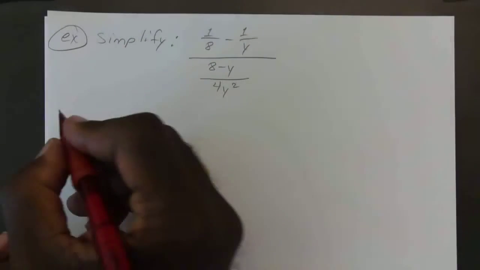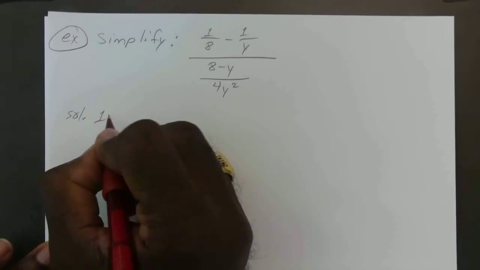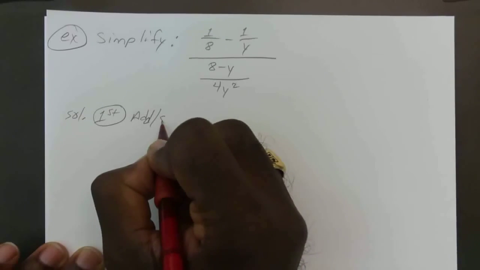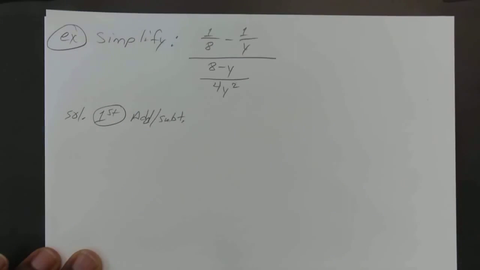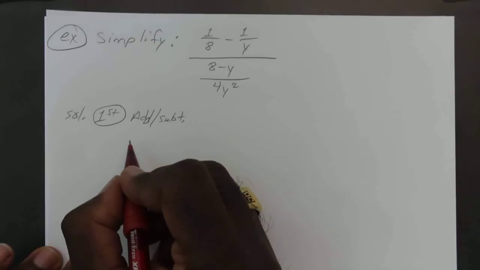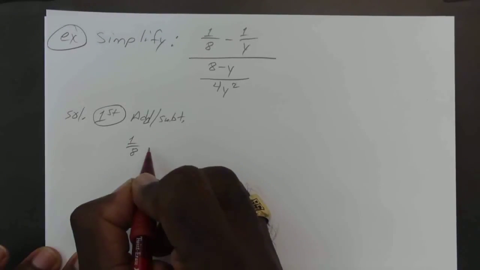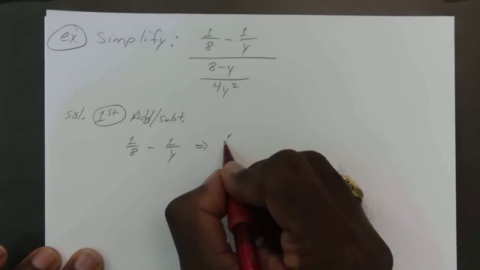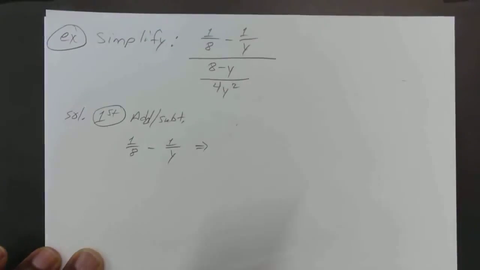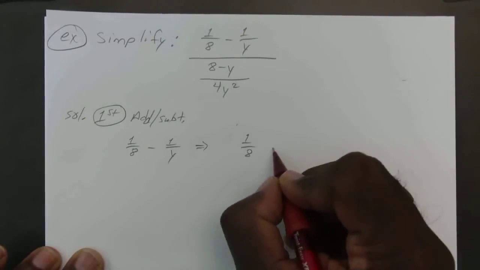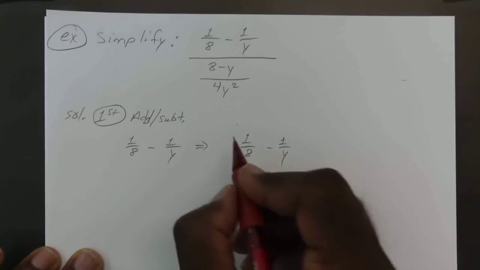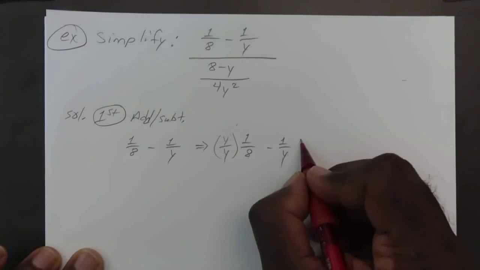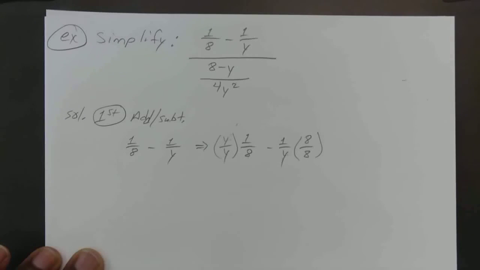So for this one, the first step is you're going to subtract, and we only have to do that for the numerator. 1 over 8 minus 1 over y. For the first fraction you multiply by y over y, and for the second you multiply by 8 over 8.